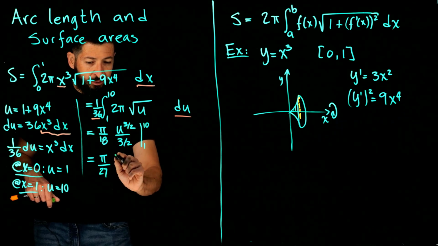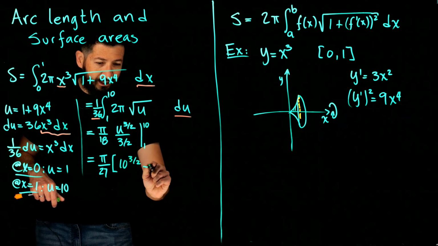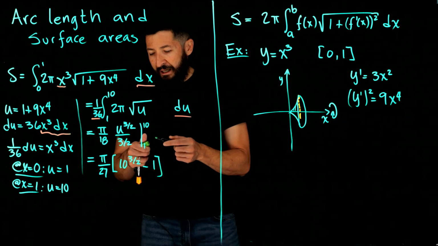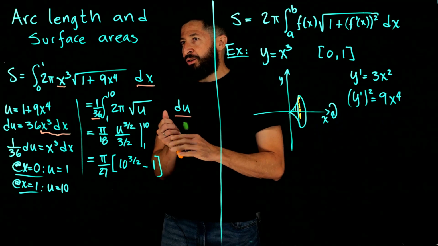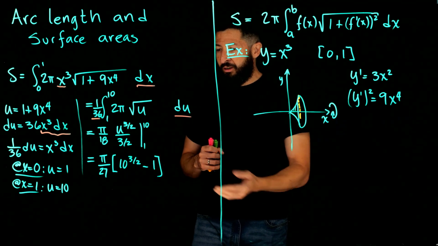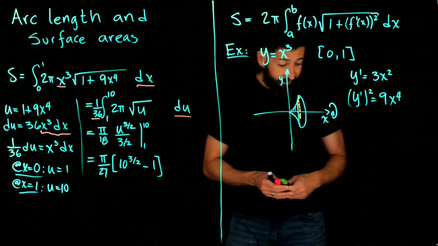And then you get to evaluate, so 10 to the 3/2 minus 1 to the 3/2, so that's just minus 1. And you get your area of the surface of revolution. So the surface area of this object is going to be given by that. All right, and that, by the way, would be unit squared, because we're computing an area.